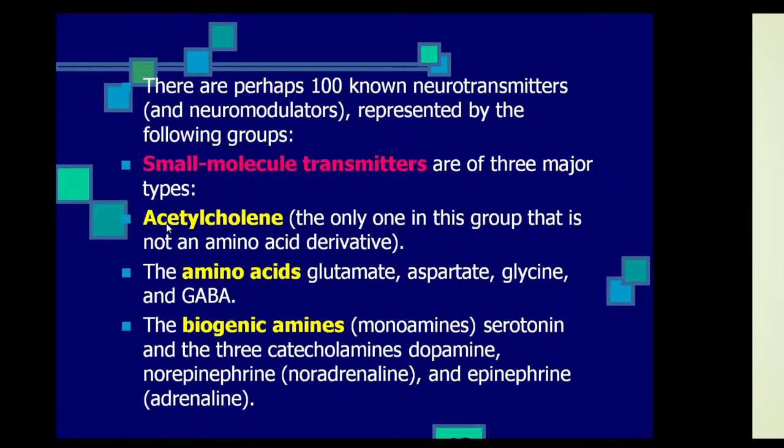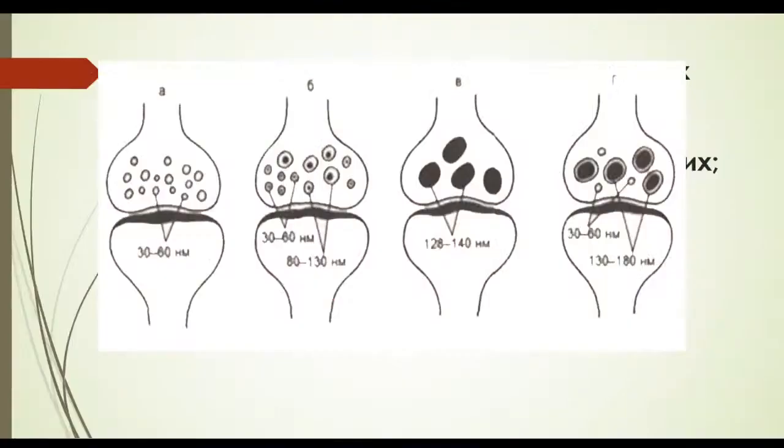Small molecule transmitters: acetylcholine, amino acids, glutamate, aspartate, glycine, GABA, biogenic amines. All these substances are ordinary neurotransmitters, like for example catecholamines, dopamine, norepinephrine, noradrenaline, epinephrine, and some others used for the types of neurons. For example, we have seen the substances have different diameters of granules. Or another name is synaptic vesicles. Correct name, synaptic vesicles.